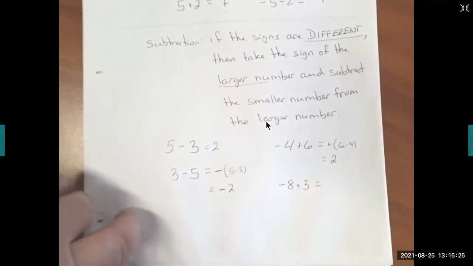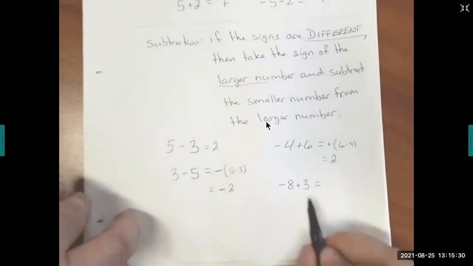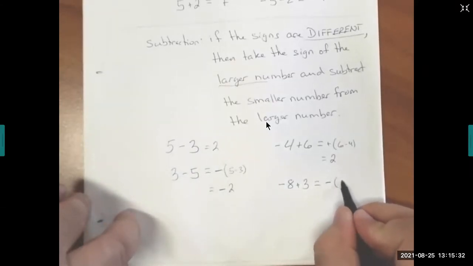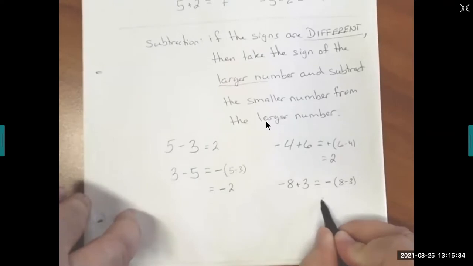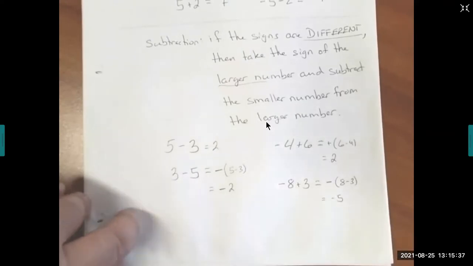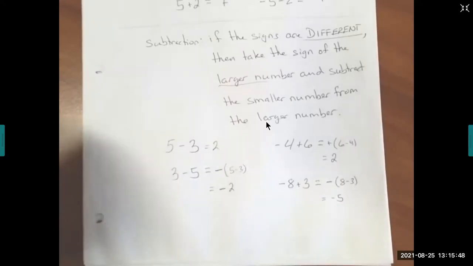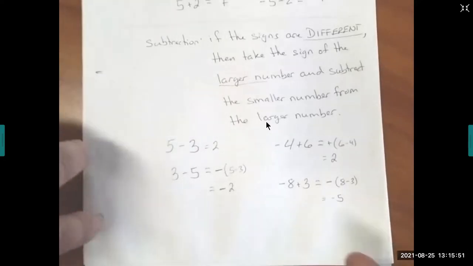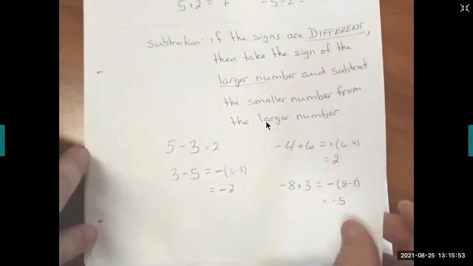Negative 8 plus 3. Answer is going to be negative. Then take 8 minus 3, which is negative 5. So far, so good. Because this is where a lot of mistakes occur, right here with signs. We all know how to add and subtract numbers now, and multiply.